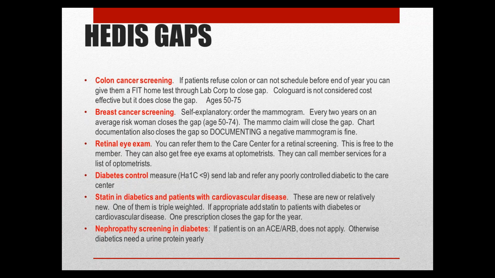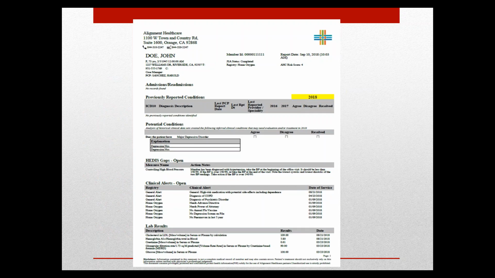It's also important that there's a measure now for statins for diabetics and cardiovascular disease, and these are triple weighted in some instances. I realize there's instances where they can't take the statin. You have to document that, but for every patient where there's not a contraindication and it's appropriate that has diabetes, cardiovascular disease, we want to make sure they're on a statin. And then nephropathy screening and diabetes, of course, if they're on an NSAID, it doesn't apply. Otherwise, they need a urine protein yearly. Again, these are determined by Medicare. You may or may not agree with them, but this is what they measure it on, so this is what we have to go with.